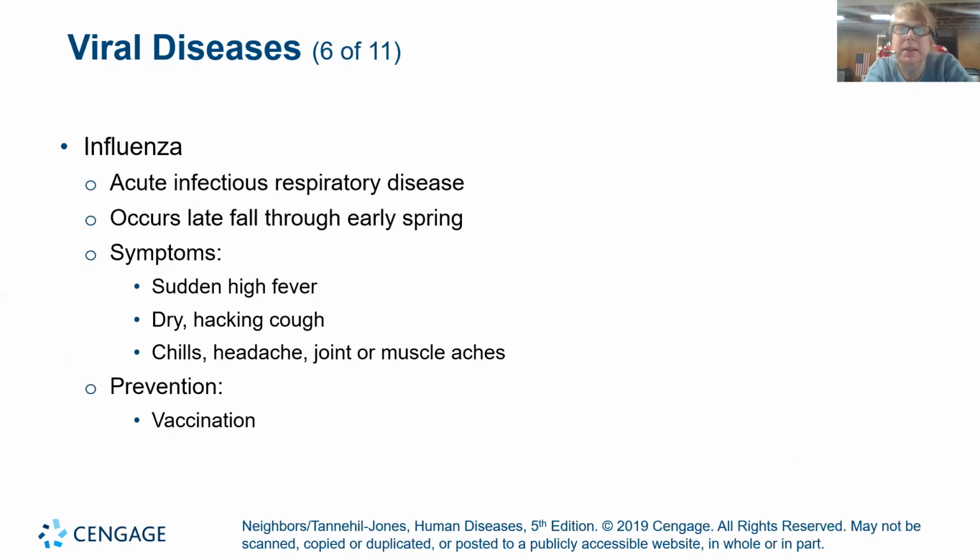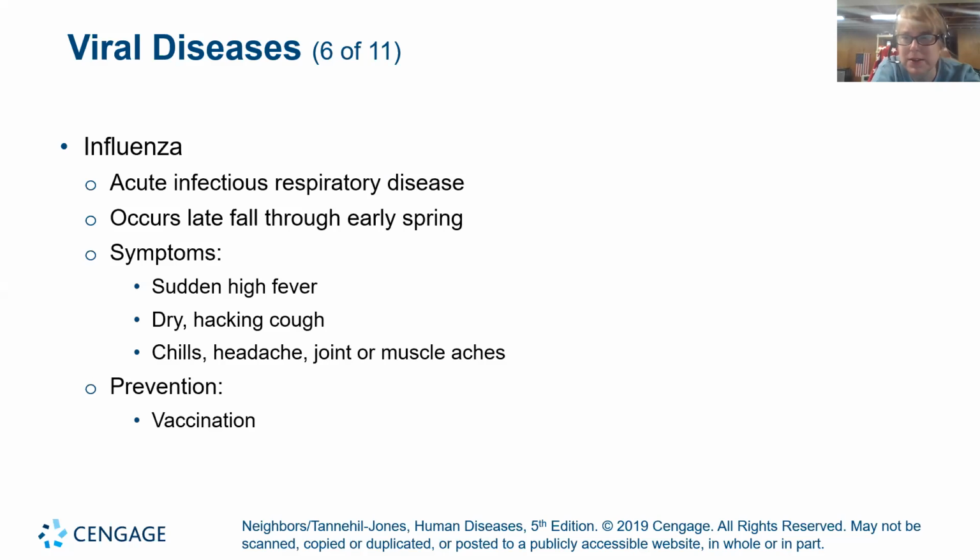The influenza is an acute respiratory disease. I don't have to tell you this. Usually it occurs late fall through early spring. With kids, just like with adults, we'll see a sudden high fever, very dry, hacking cough, chills, headache, joint or muscle aches. With kids, again, we will see them stop playing. They're just not themselves. Parents will say they're not themselves. Okay, sometimes little kids can't tell you they have a headache, so they'll cry. They won't want to be held because it hurts to be held. The joints and the muscle aches really hurt.